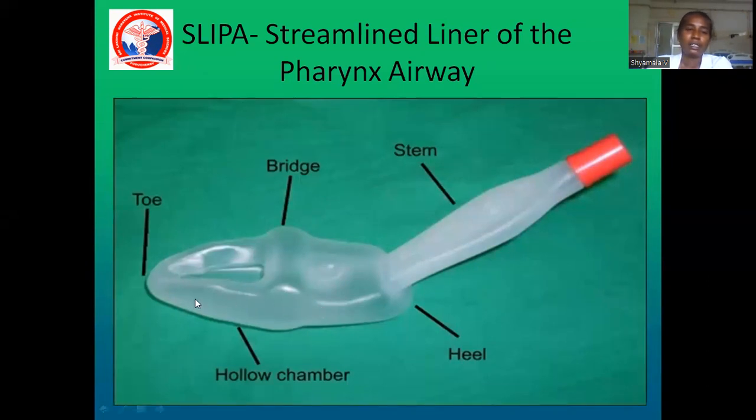See the parts. It has a toe. This is the heel. It looks like our foot. This is the leg. This is the foot. Imagine. So stem. In the foot you have toes, no? Toes and heels. And hollow chamber. And this is the bridge. Okay, so these are all the parts. It has a stem, heel, toe, bridge, and a hollow chamber.